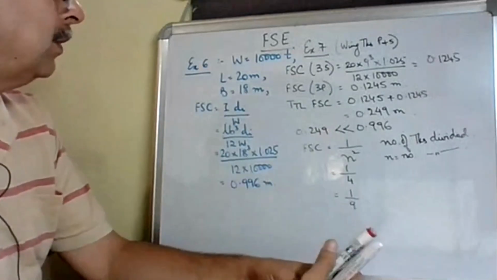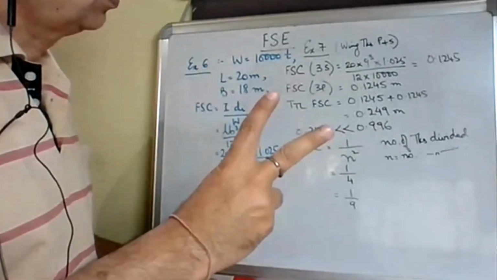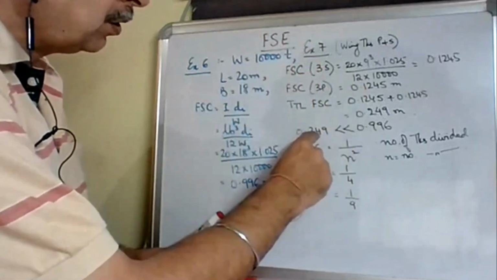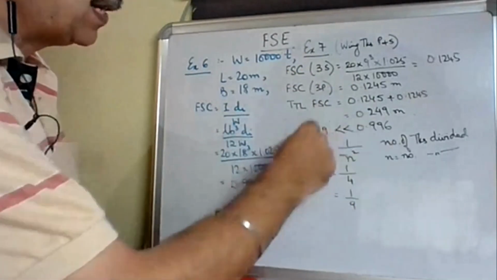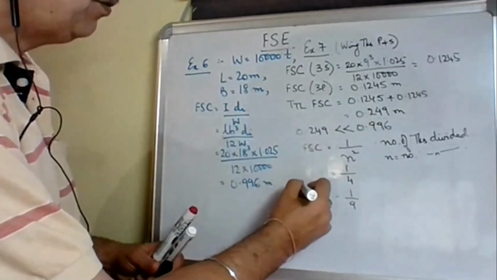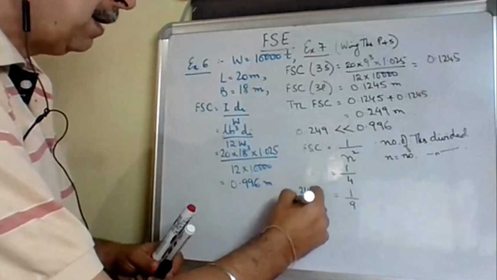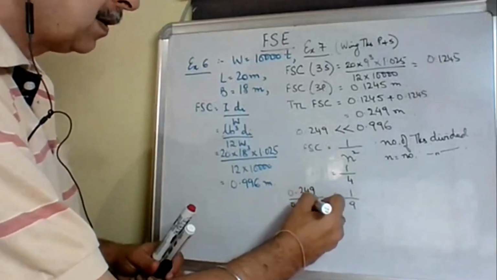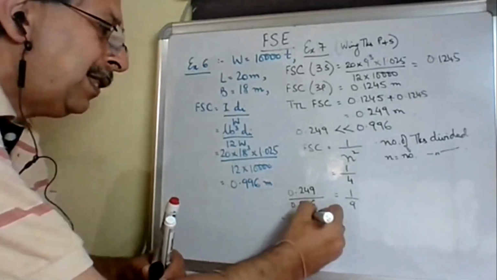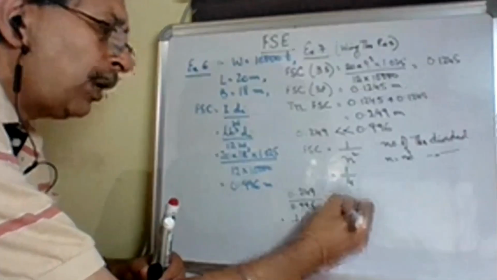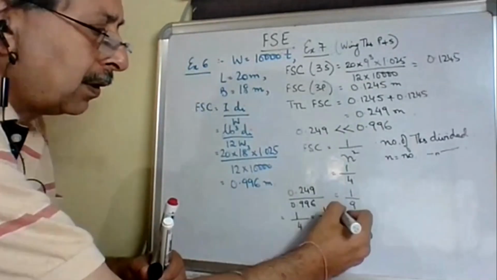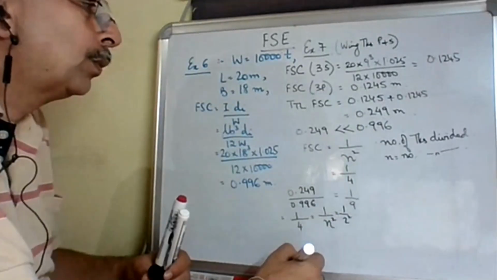Basically, what I'm trying to say is, when my n is 2, what is my proportion of 0.249 to 0.996 free surface, what is the ratio? My ratio of 0.249 divided by 0.996 is equal to what? Is equal to 1 by 4? Yes, sir. So can I write this as 1 upon n square, where n is the number of tanks divided, which is equal to 1 upon 2 square? Agreed? Yes or no? Yes, sir.